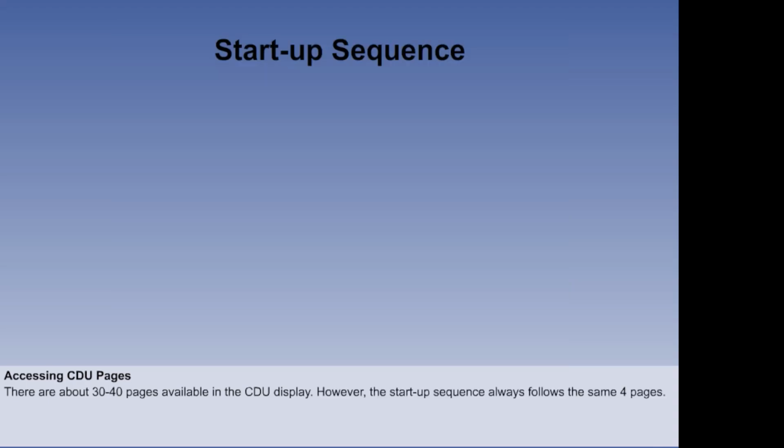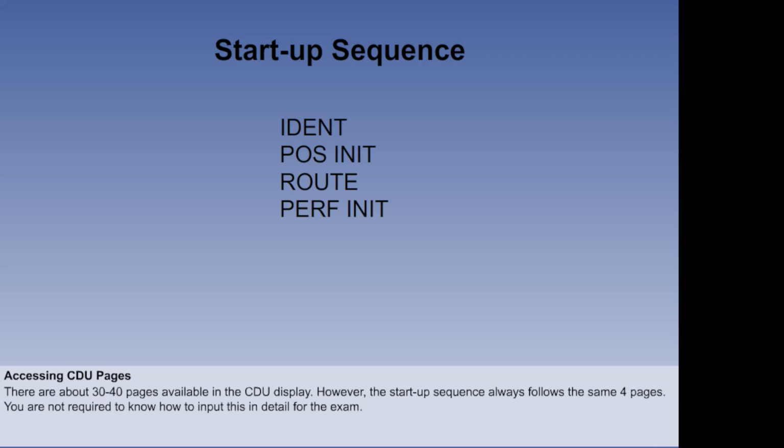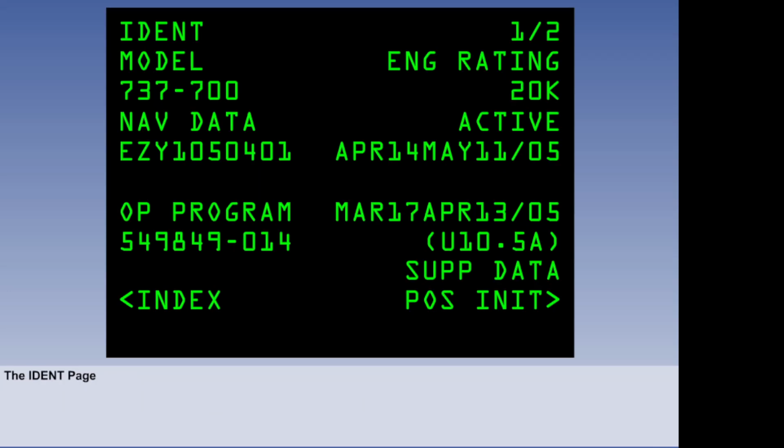However, the startup sequence always follows the same 4 pages, which are the identification page, the position initialization page, the route page, and the performance initialization page. You are not required to know how to use the CDU in this kind of detail for the exam, but we'll go through these pages to give you practical examples of how the pilot interacts with the FMC through the CDU. This is the ident page.